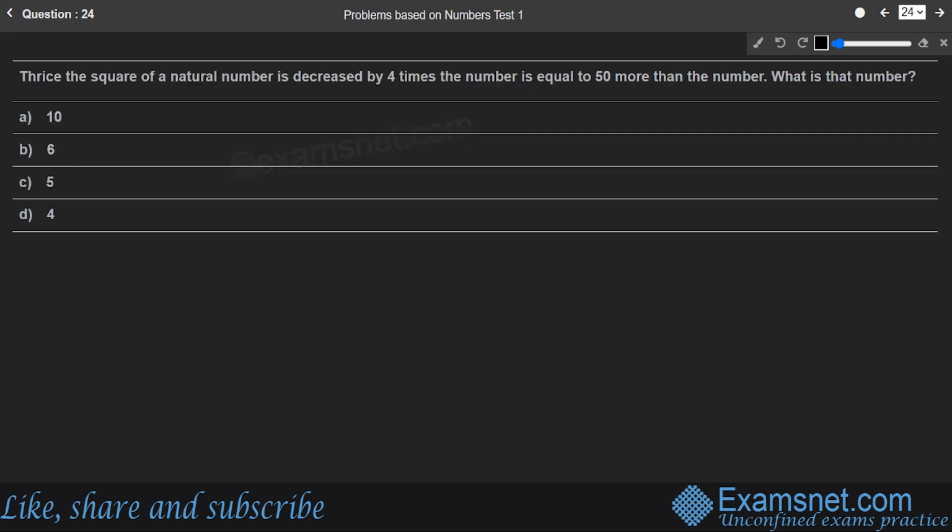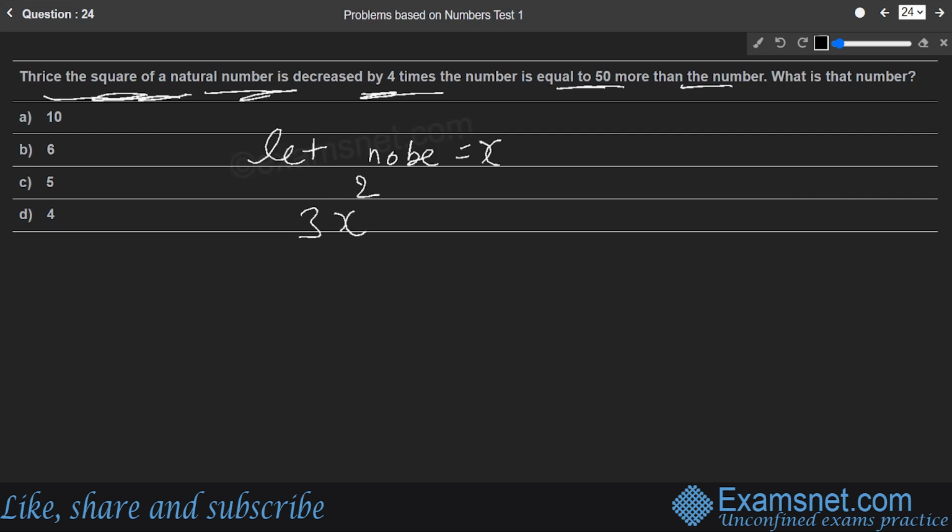Now, question number 24. Thrice the square of a natural number is decreased by 4 times the number is equal to 50 more than the number. In this type of question, when everything is connected to the number, we have to assume the number. Let the number be x. The first thing is thrice the square of a natural number, so that means 3x square. It is decreased by, that is subtracted, that is a minus sign, by 4 times the number, which is 4x. Then we form the equal to sign, 50 more than the number, that is 50 added to x.